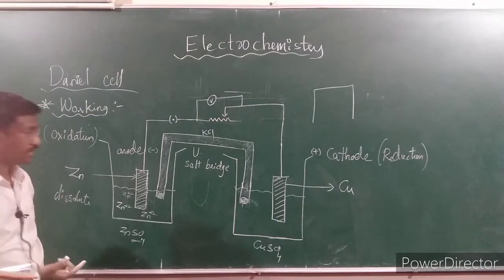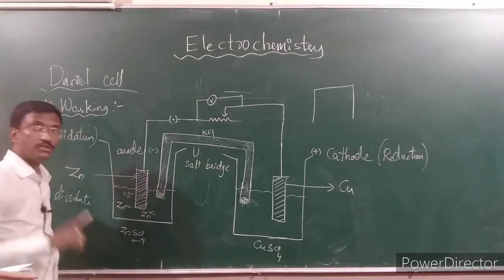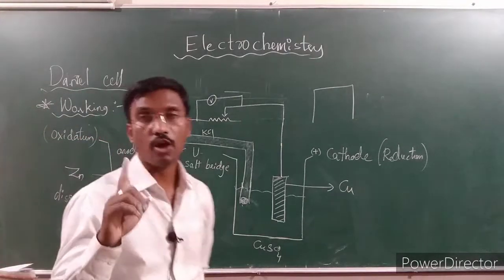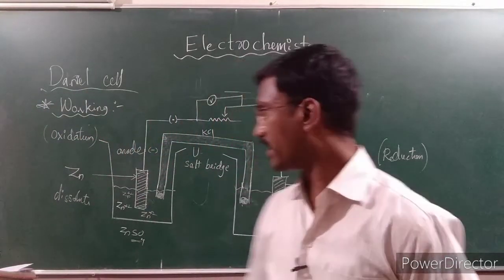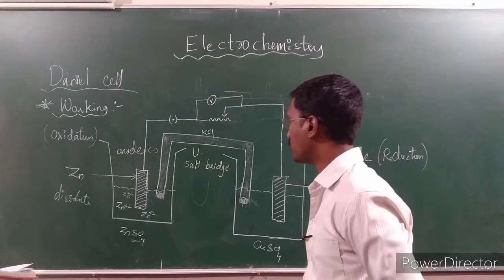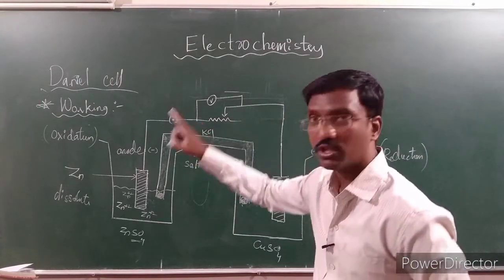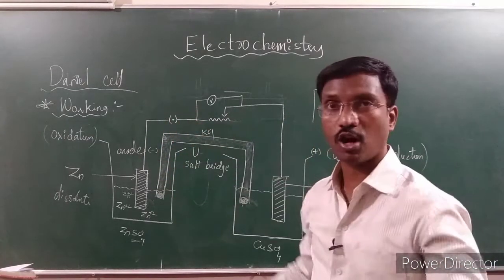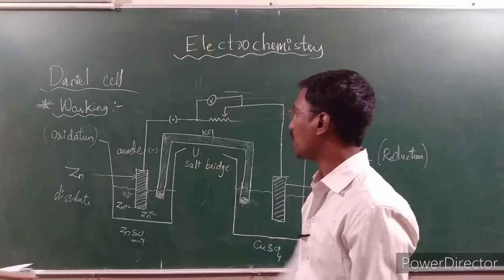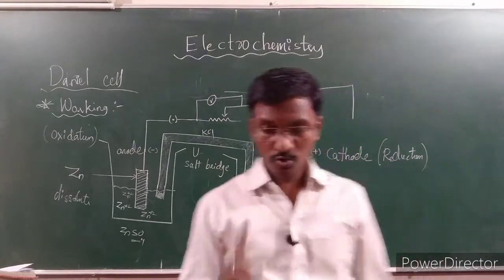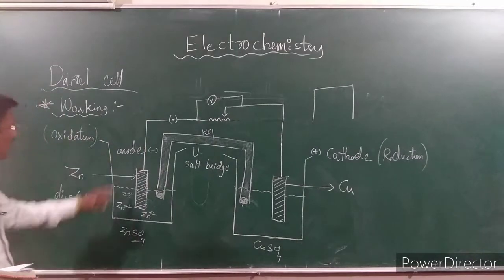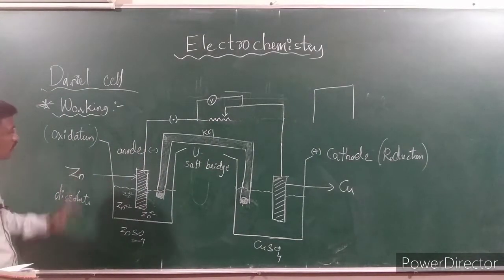Oxidation is nothing but the zinc losing electrons. If zinc loses electrons, we call that zinc undergoing oxidation. For that reason, at the anode oxidation takes place in a Daniel cell. You have to remember that at the anode there is always oxidation. Zinc is always present at the anode only, therefore it undergoes oxidation.